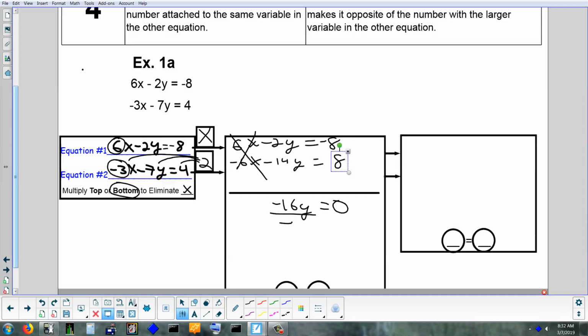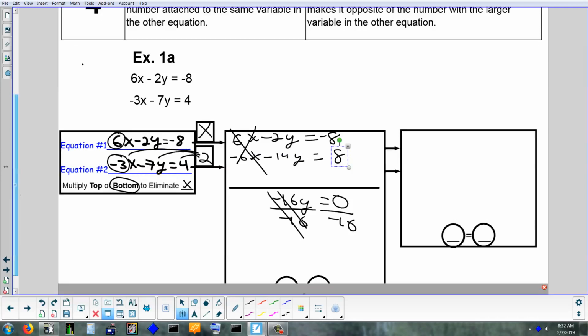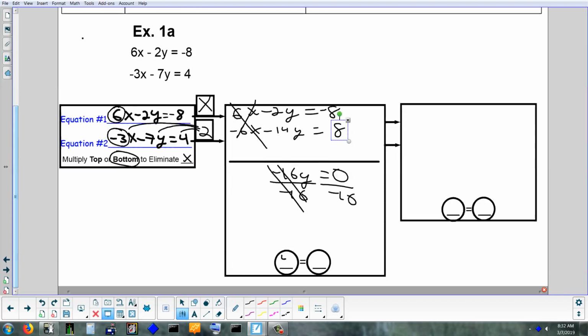And guys, that middle box, what you're trying to get there never changes. You're always going to divide there. So what's 0 divided by -16? 0. Yep, 0. So that's going to be nice because when we plug that back in, the arithmetic's easy. Which one should we plug back into? Yeah, we could do equation 1.